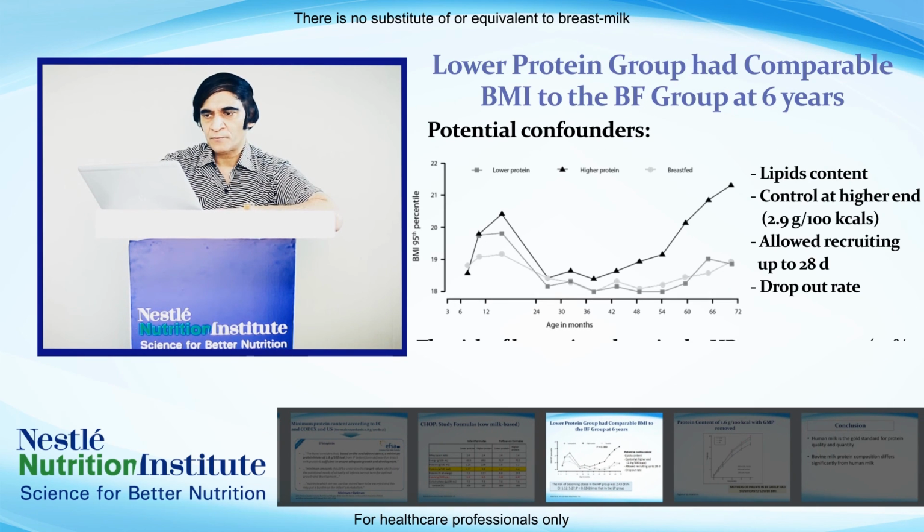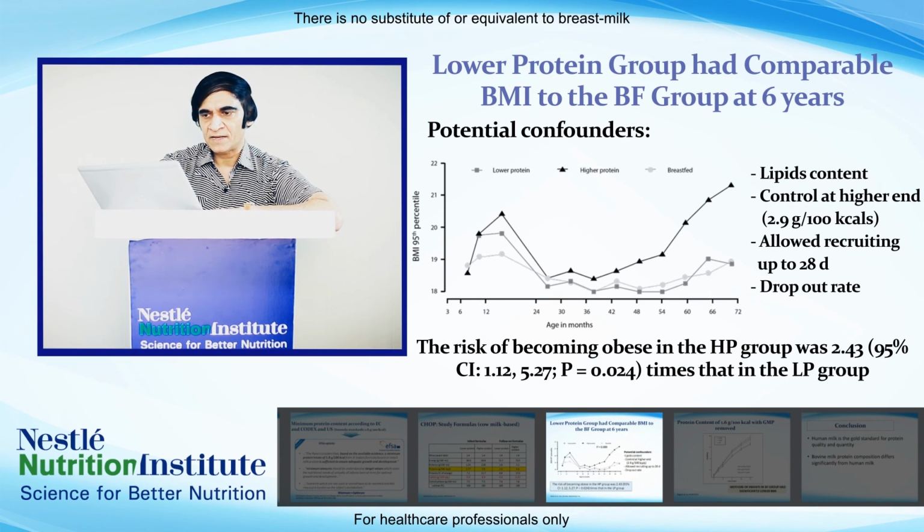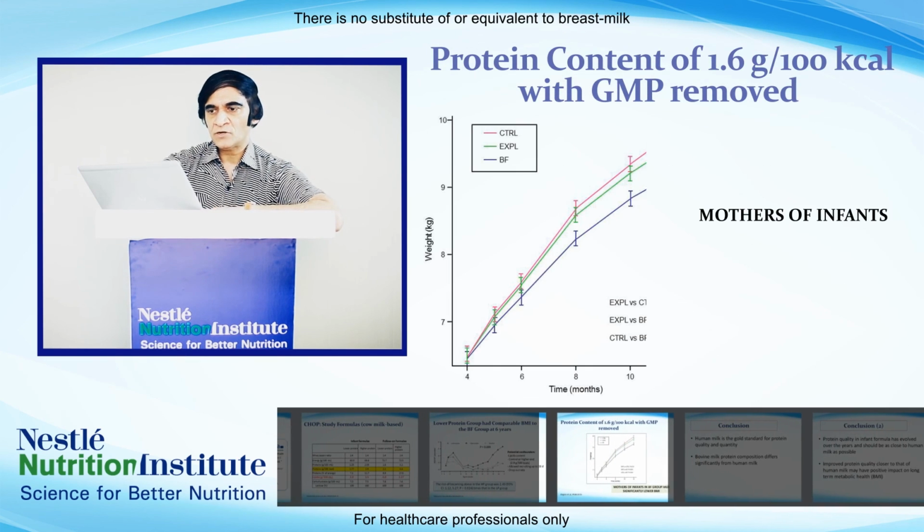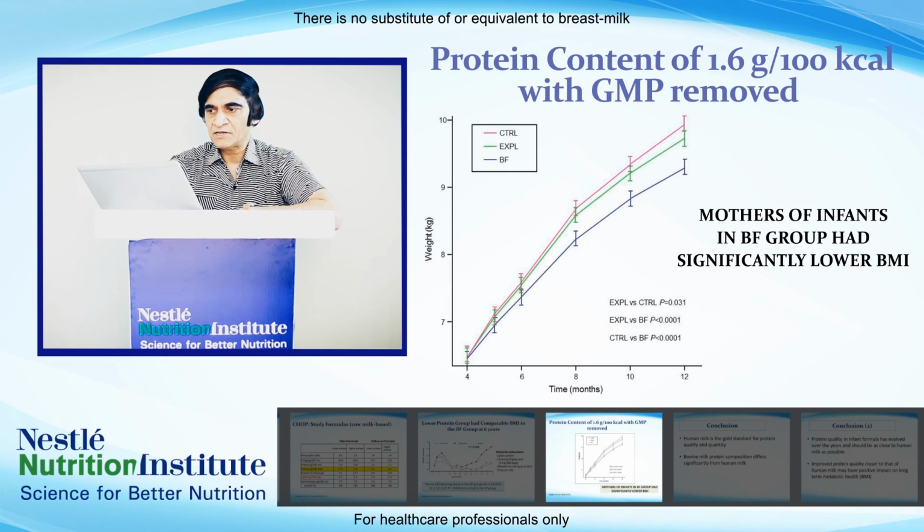This slide shows the lower protein group had comparable BMI to the breastfeeding group at 6 years of age. The comparison in the graph. Protein content of 1.6 gram per 100 kilocalorie with glycomacropeptide removed, mothers of infants in the breastfeed group had significantly lower BMI.